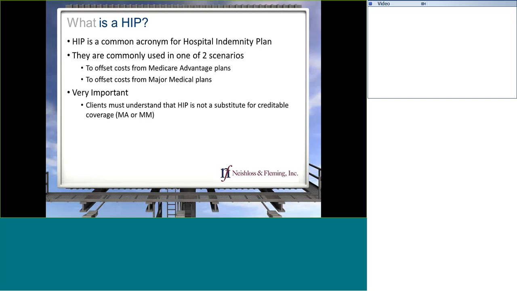One thing to keep very, very firmly in the front of your mind is that this is not credible coverage. When we talk about HIP, it's really as a supplementary product, something that helps to offset some of the holes that may be present in other credible coverage. But in and of itself, this is not a substitute for credible coverage like Medicare Advantage or major medical coverage. So just keeping that firmly top of mind.